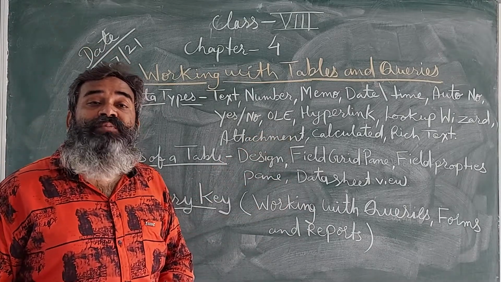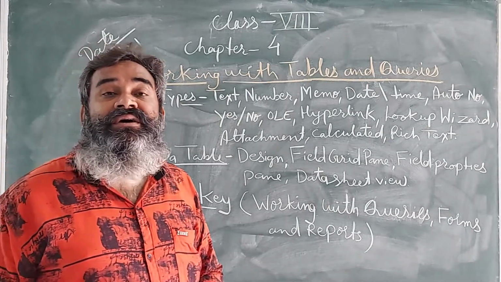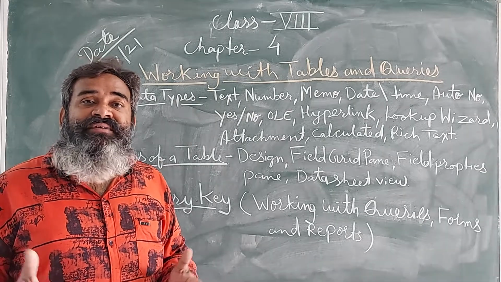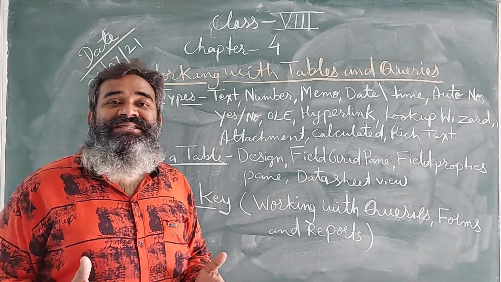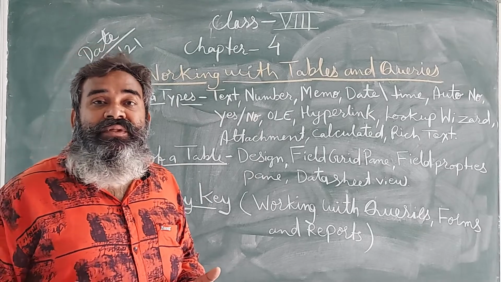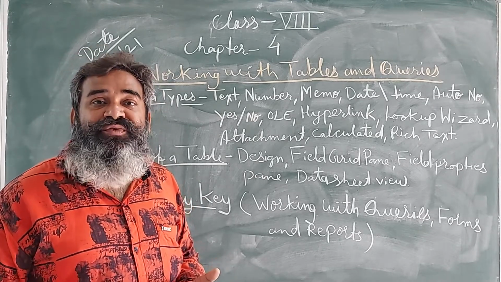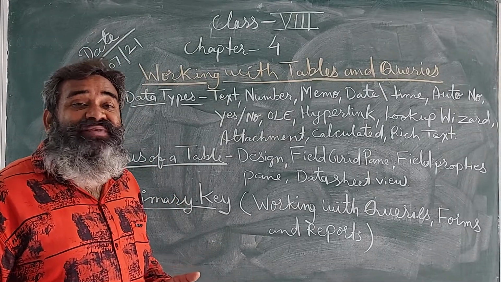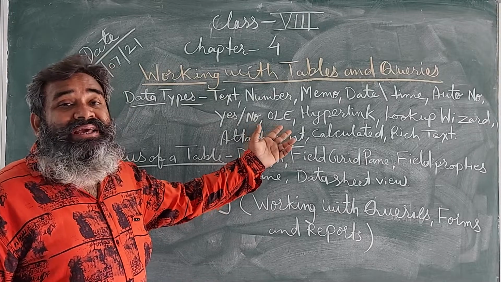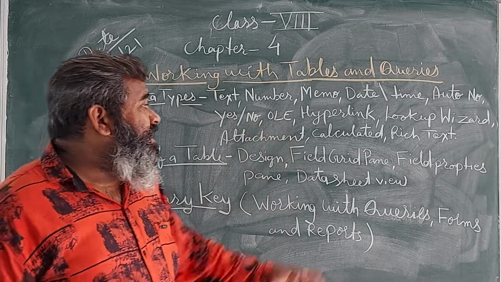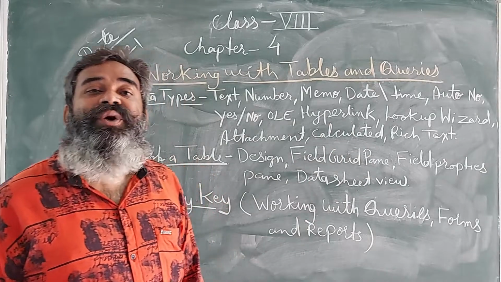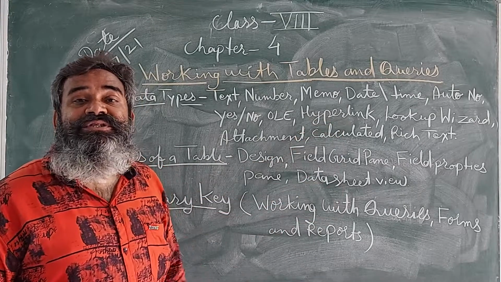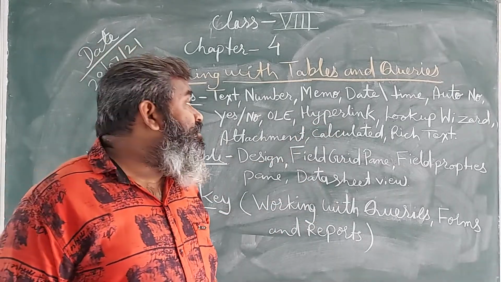OLE, that means object linking and embedding. That means we link Access with a different program, like Microsoft Word, PowerPoint or Excel. To link with this Access database field, we use OLE, object linking and embedding. Then hyperlink. It is also a link, but in a different pattern. A hyperlink links to web pages or a website.